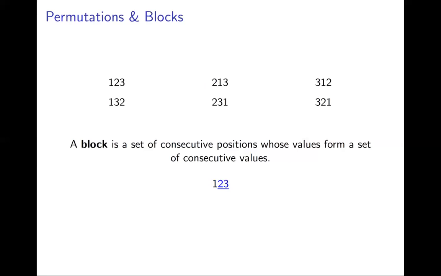And 2, 3 is also a block within this permutation. In the permutation 1, 3, 2, 3, 2 is a block, even though 2 comes after 3 in this permutation, but they still form a set of consecutive values. And actually, every permutation, if you consider it as a whole, is a block because all of the positions are consecutive and so are all of the values. And something special about length 3 permutations is that all of them have smaller blocks within them.